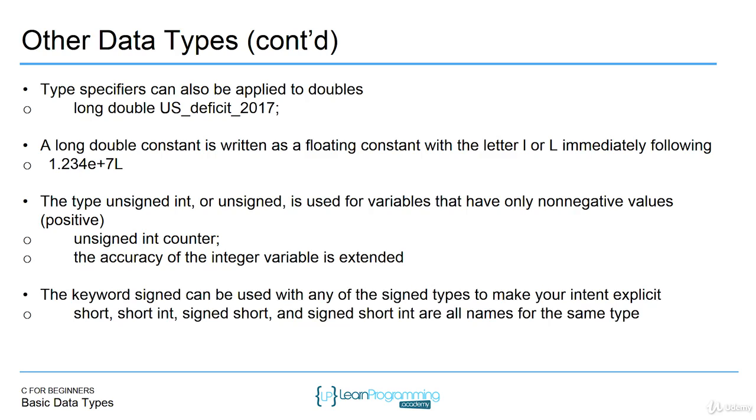Also, there's the signed data type that can be applied to ints, floats, and doubles, or shorts: signed short, signed int. It can be used with any of the types to make the intent more explicit. Signed shorts, signed ints, short ints, shorts, they're all the same. Signed means that it can be negative and positive.